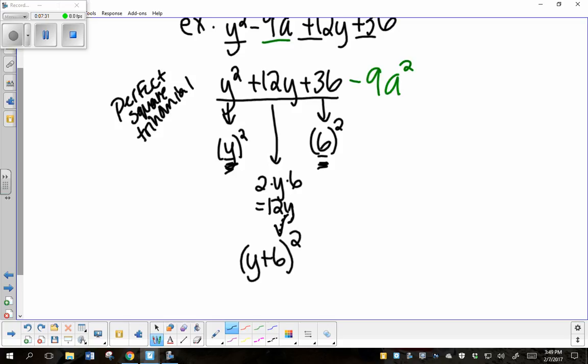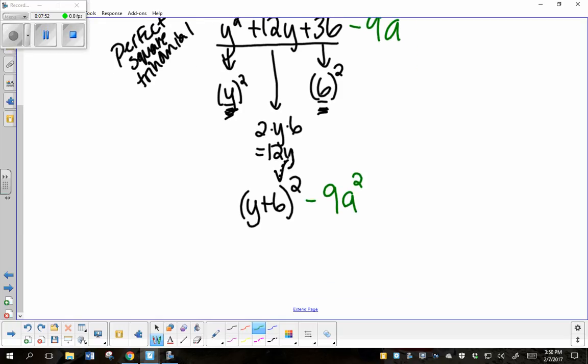So all I've done so far is factor just the first 3 terms of my equation. It was a perfect square trinomial, and it's y plus 6 all squared. The minus 9a squared is still there. I still need to deal with that, because this is not all factored. We don't have all things just being multiplied by each other. We have this minus thing sticking out here.